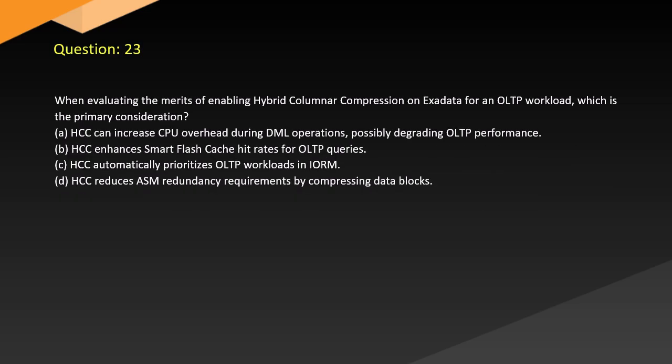Question 23. When evaluating the merits of enabling hybrid columnar compression on Exadata for an OLTP workload, which is the primary consideration? A. HCC can increase CPU overhead during DML operations, possibly degrading OLTP performance. B. HCC enhances Smart Flash Cache hit rates for OLTP queries. C. HCC automatically prioritizes OLTP workloads in IORM. D. HCC reduces ASM redundancy requirements by compressing data blocks.